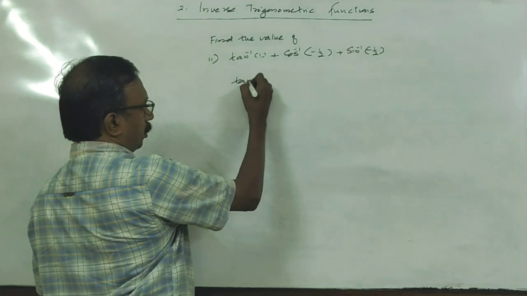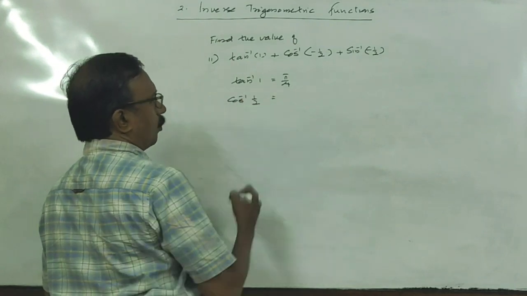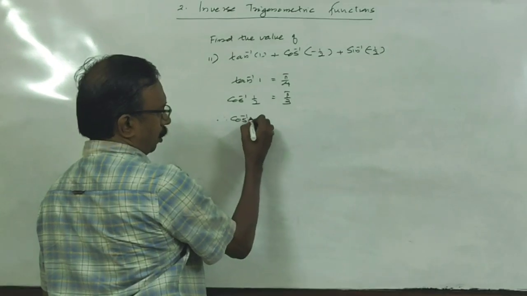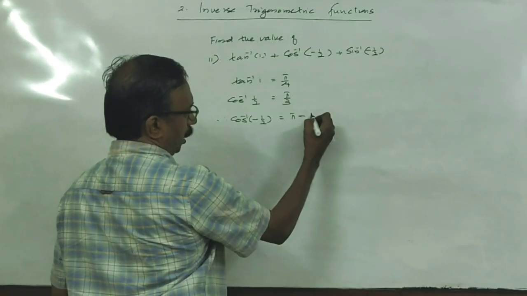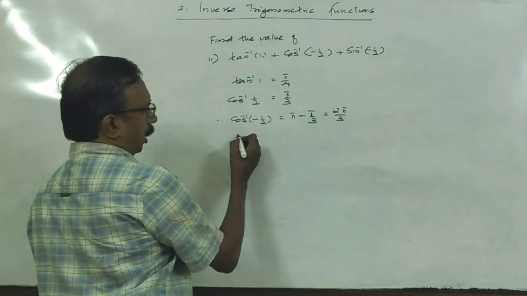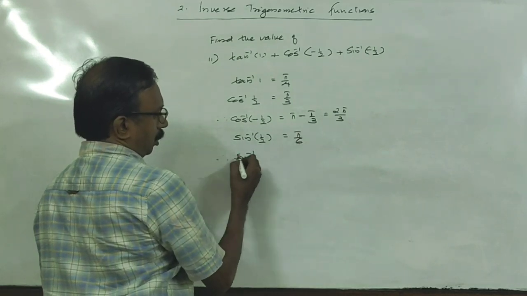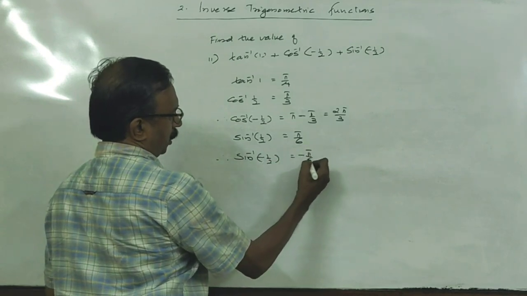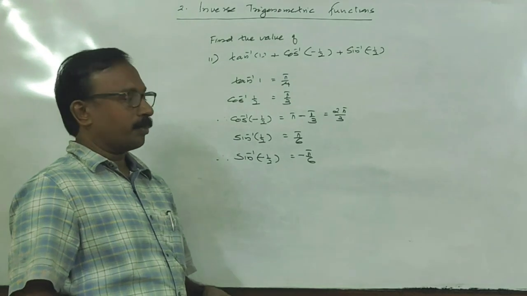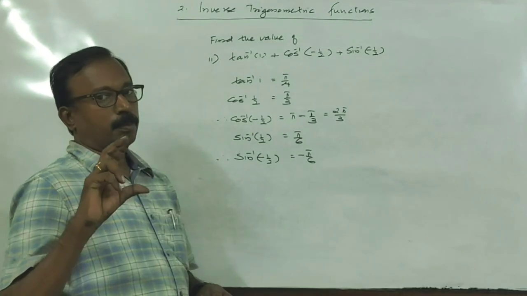Tan inverse 1 is pi by 4. Cos inverse 1 by 2 is pi by 3. Therefore, cos inverse minus 1 by 2 is pi minus pi by 3, that is 2 pi by 3. And sin inverse 1 by 2 is pi by 6, so sin inverse minus 1 by 2 is minus pi by 6. If you become thorough in these inverse circular functions, then these two steps are not necessary, isn't it? You can directly find the positive or negative angles.